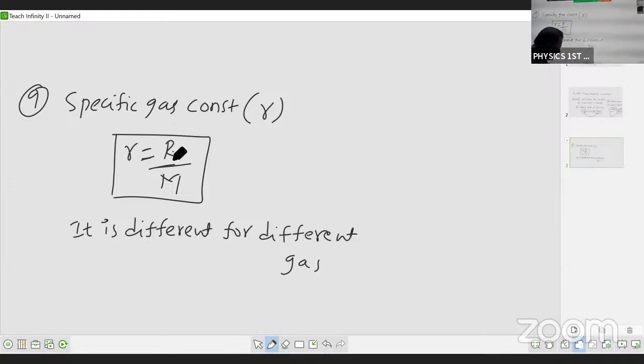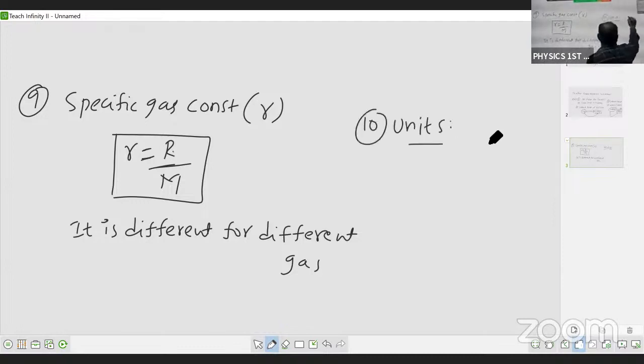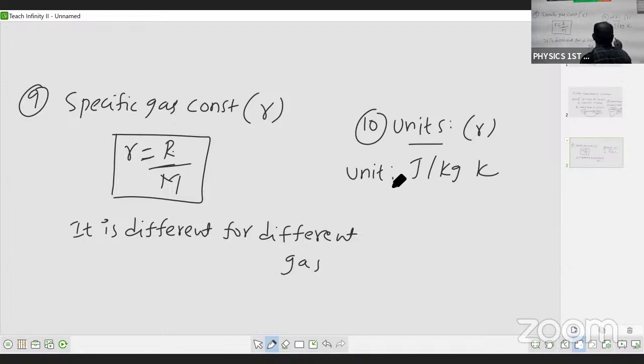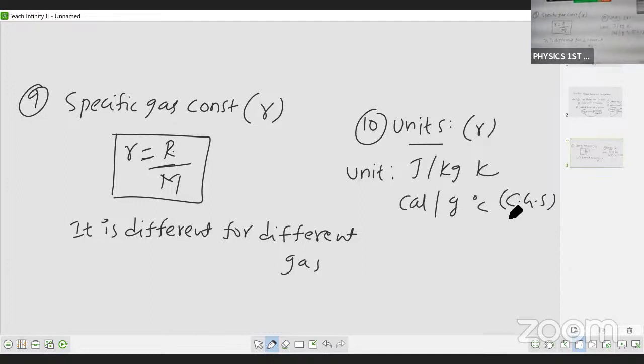What are the units and the dimensional formula for specific gas constant? Units for small r: joules per kg Kelvin. This is the SI unit, student. Otherwise, calorie per gram degree Celsius. SI unit is actually enough, but one time I am giving CGS units also, with the dimensional formula.